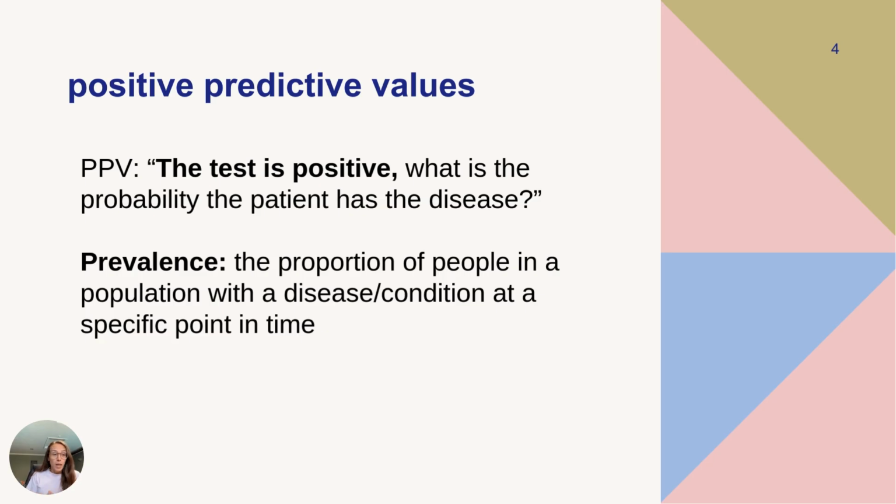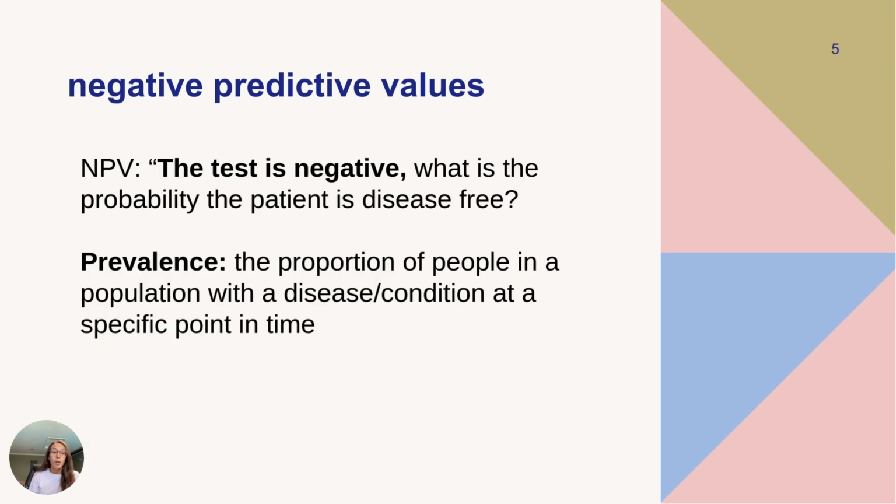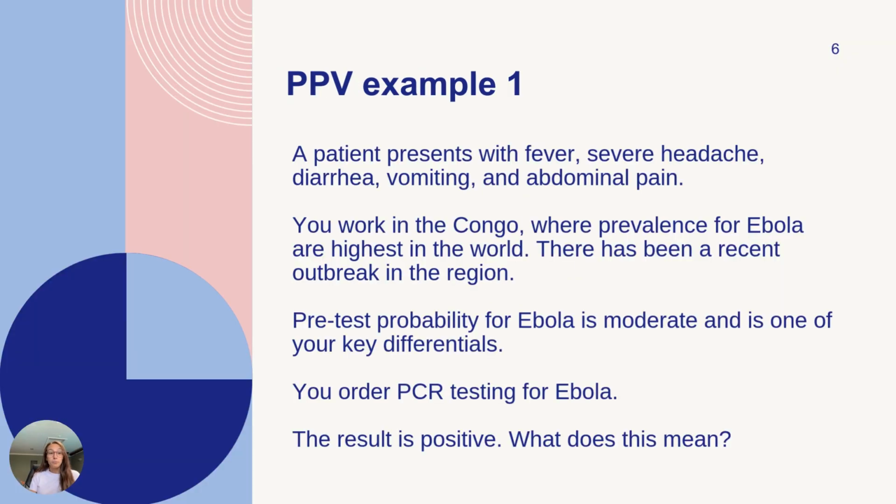What is prevalence again? The proportion of people in a population with a disease at a specific point in time. On the flip side, negative predictive value is essentially saying, this test came back negative. What's the probability the patient is actually disease free? And again, it's incorporating disease prevalence, right? How common is this disease, or how rare other diseases are? So let's get into some clinical examples to make these test principles clear.